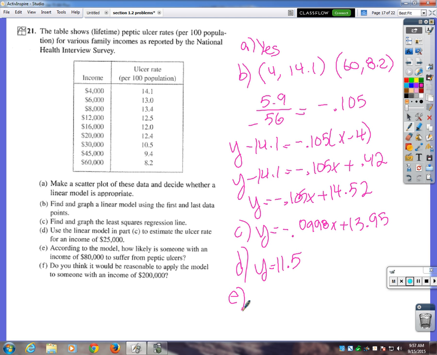According to the model, how likely is it for someone with an income of 80,000 to suffer from septic ulcers? So then we put in 80. It said how likely, it didn't say what the number was. That's what we're able to figure out using this model. Right. So if you plug in 80, what do you get? Oh, when you type it in. What do you get when you plug in 80?